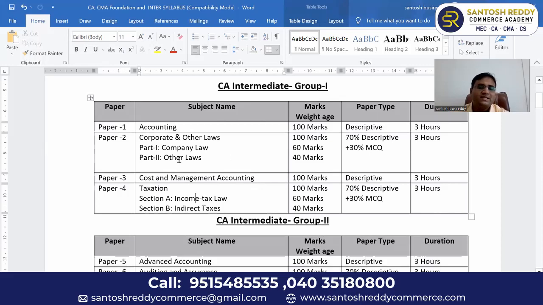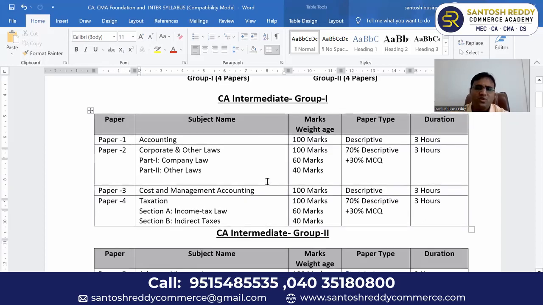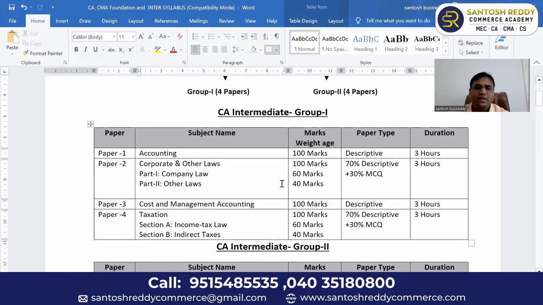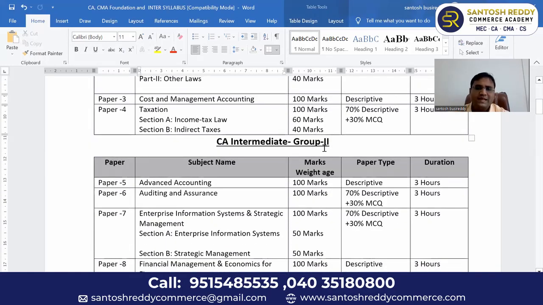In the CA, the test will be practical oriented. Whatever you studied in the BCom, that is only extension in group 1. You can easily get through the CA group 1 if you are a BCom student. Next, come to group 2, CA intermediate group 2.